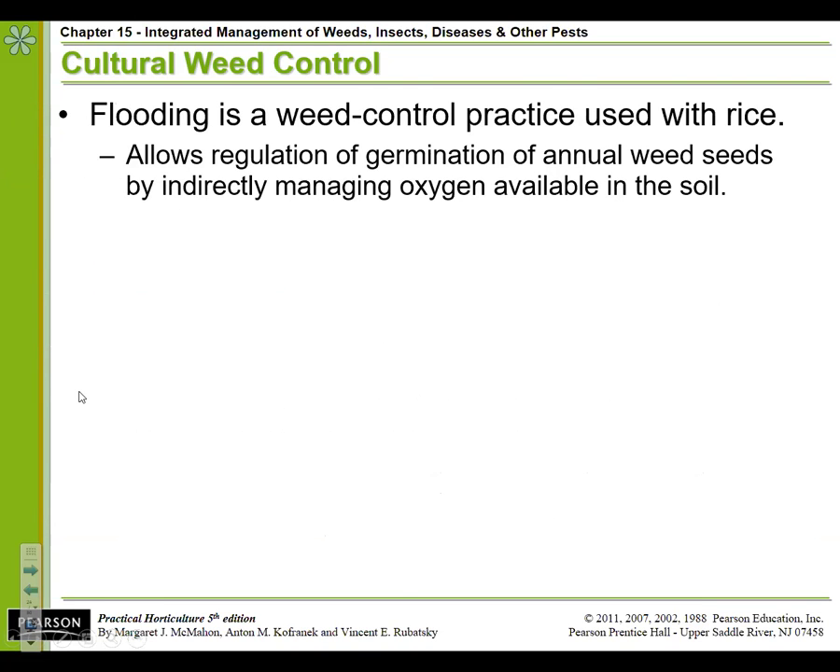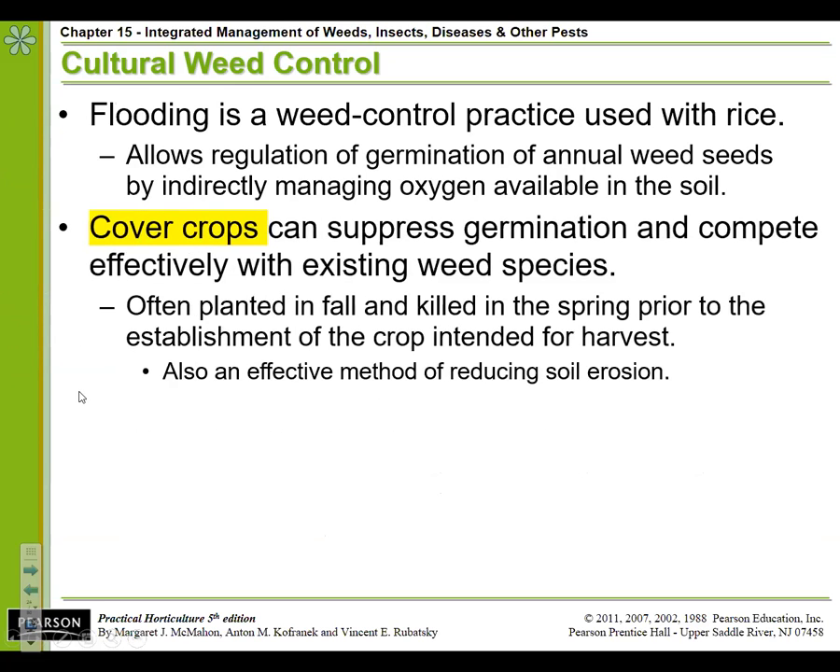In some cases, like in rice, for instance, we need a very wet environment. So if we flood that, then we can prevent some annual weeds by interrupting their ability to respire and get oxygen. Cover cropping is a great way to suppress germination and compete. If we keep the soil always covered, then we don't give weeds a chance to become established.